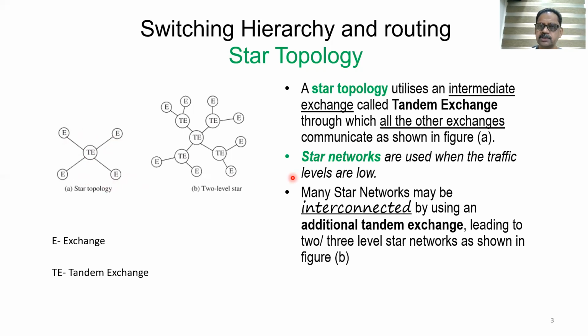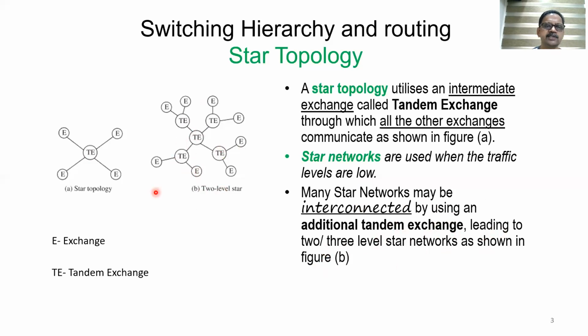Further, we will look into star topology. Star networks are used when the traffic levels are low. So these star networks are more ideally suited for low traffic situations. Many star networks may be interconnected by using additional tandem exchanges, leading to 2 or 3 level star networks as shown in figure B. Suppose if you can see here, there are so many tandem exchanges.